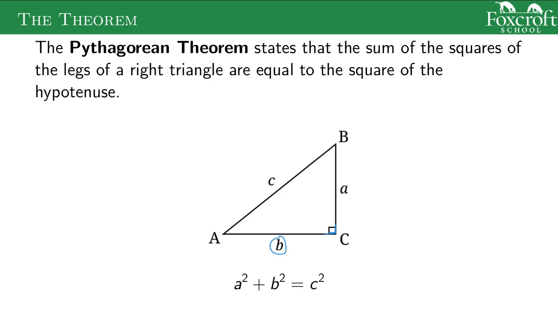So this is leg B, this is leg A. So if I square those and add them together, that's one side of my equation. The hypotenuse is the side that's across from the right angle. That's C. So if I square that, that's the other side of my equation. So a lot of times you hear a squared plus b squared equals c squared.